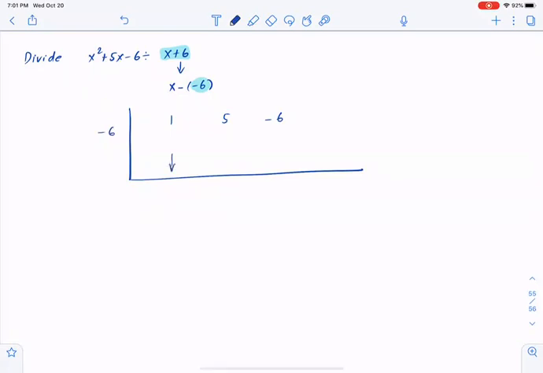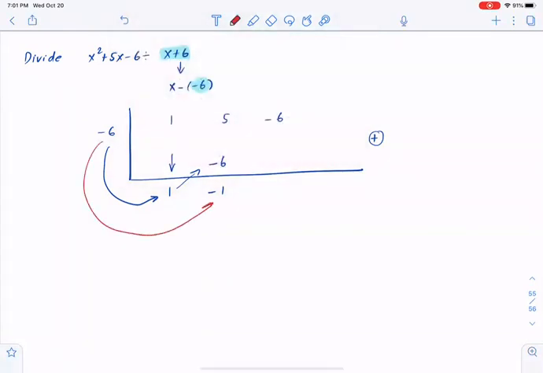If I bring the 1 down, I have 1. Negative 6 times 1 is negative 6. But we've got to keep in mind that we always add when it comes to synthetic division. So 5 plus minus 6 is minus 1.